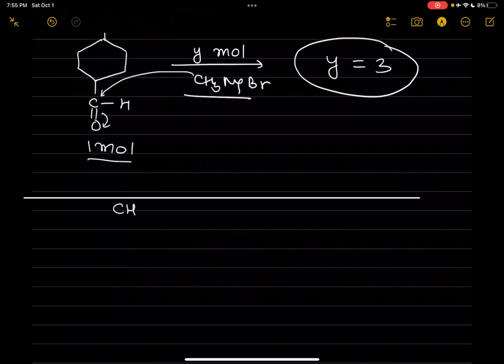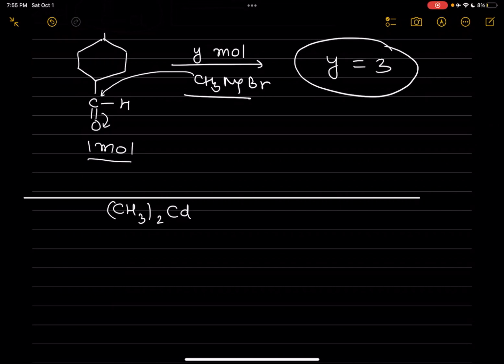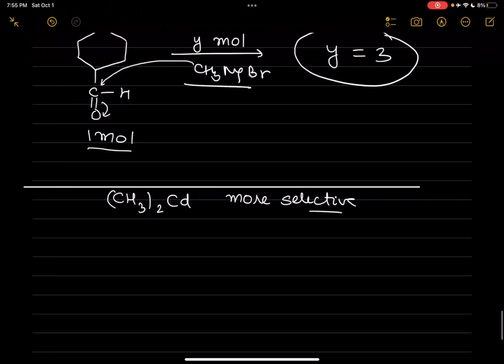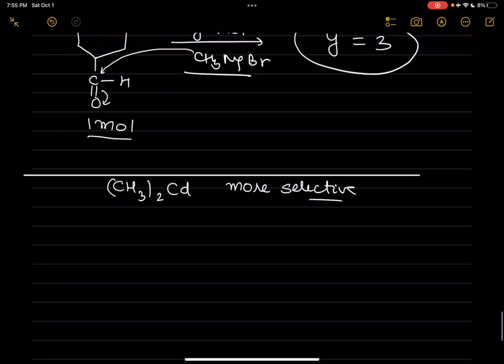So it is a very selective reagent, and this is (CH3)2Cd. This is also an organometallic compound, known as dialkyl cadmium. Cadmium is less reactive, more selective. It's given in NCERT also, so it's very important. But everybody forgets it, because it is used only at this place and no other place. That's why everybody forgets it.